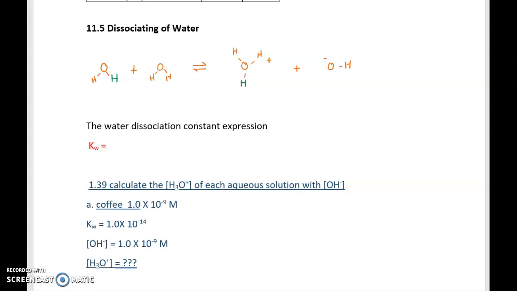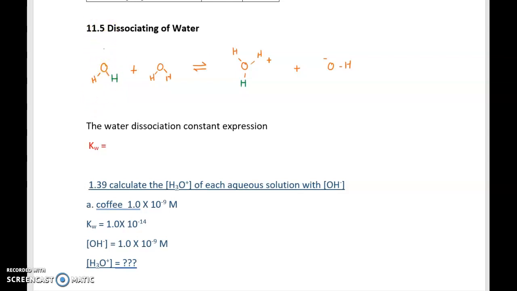Dissociation of water. Here we have two water molecules. We've got one with a green hydrogen. That proton is going to be given to the other water molecule. So we've got this one.